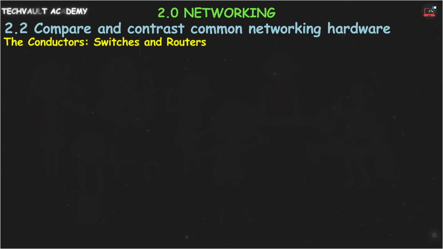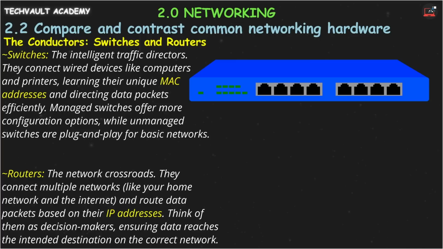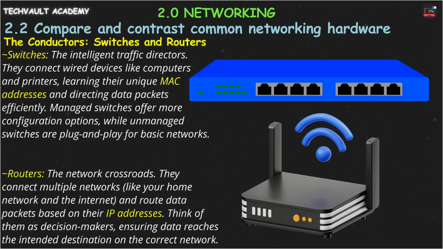The conductors, switches and routers. Switches, the intelligent traffic directors. They connect wired devices like computers and printers, learning their unique MAC addresses and directing data packets efficiently. Managed switches offer more configuration options, while unmanaged switches are plug-and-play for basic networks. Routers, the network crossroads. They connect multiple networks, like your home network and the internet, and route data packets based on their IP addresses. Think of them as decision makers, ensuring data reaches the intended destination on the correct network.